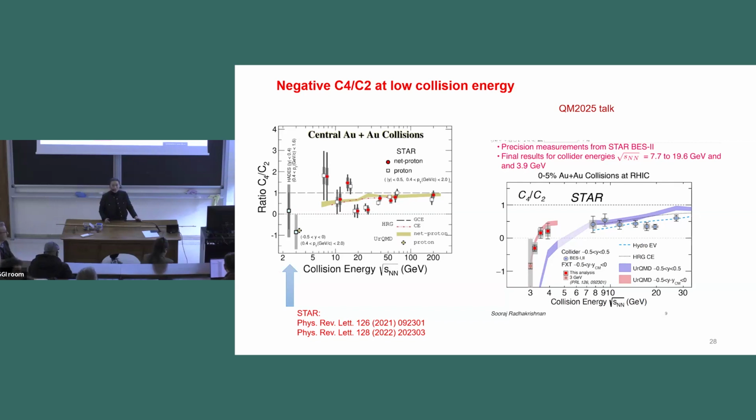Yeah. So this data are for 3 point some GeV. Yeah, but this is negative. So this is not understood. I mean, we think that this might be related to this liquid gas. But do you think this is crazy or not? I mean, whether this negative kurtosis, this is data.